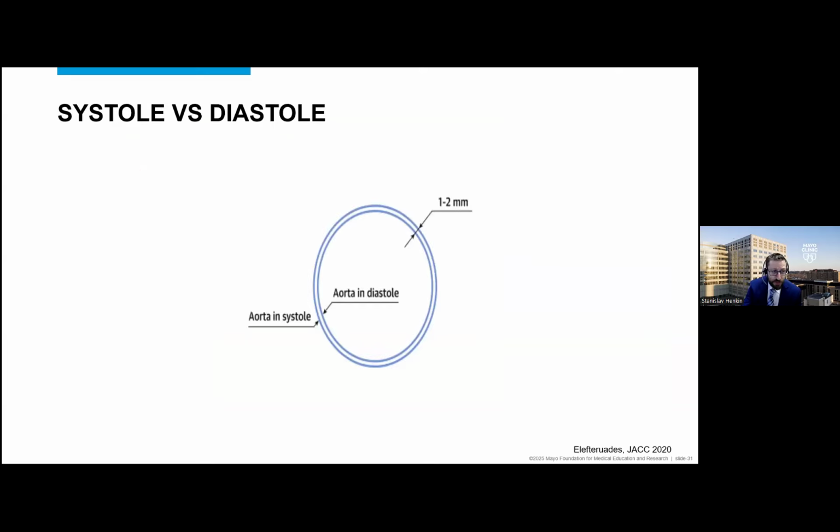The other thing to consider, and this is why ECG-gated CTs are so important, is systole versus diastole. Because again, the aorta expands in systole versus in diastole, and you can get a difference of 1 to 2 millimeters. So ECG gating can be really important to understand the correct place, the correct time that you're measuring in the cardiac cycle, and to get the true measurement of the aorta.